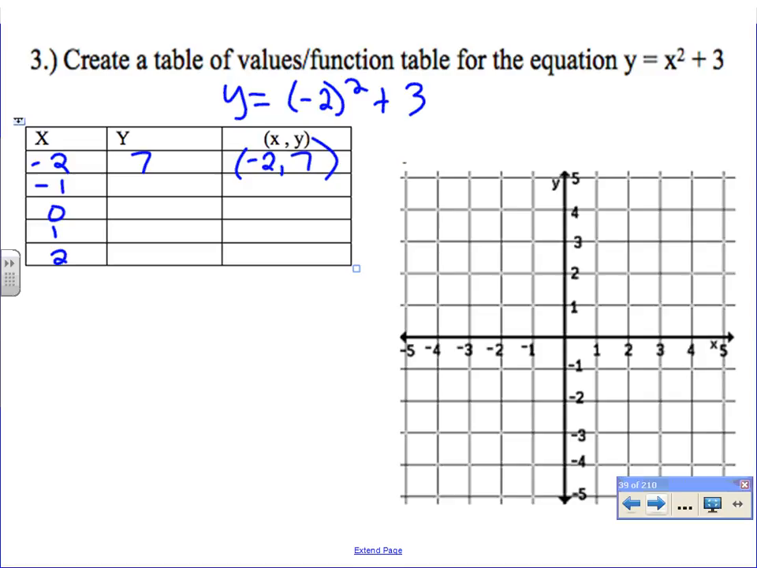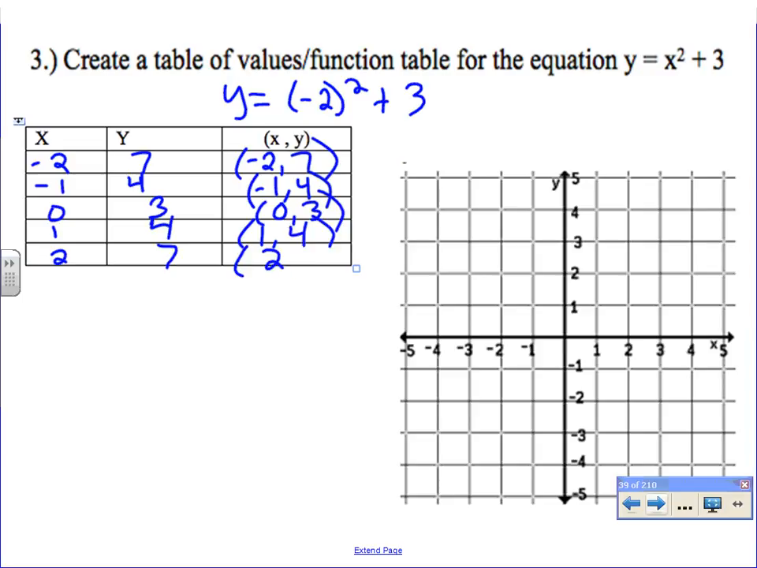Okay, what about -1 squared plus 3? Nathan S. Good, 4. -1 times -1 is 1. 1 plus 3 is 4. So -1, 4. Jackie, what about 0? 0 squared plus 3. Good, 3. 0 squared is just 0. 0 plus 3 is 3. So 0 comma 3. Mike, what about 1 squared plus 3? Good, 4. Josh, what about 2 squared plus 3?